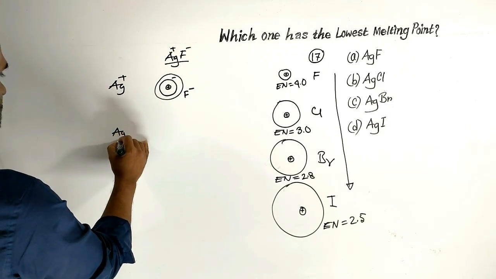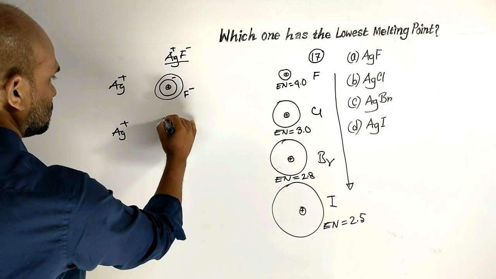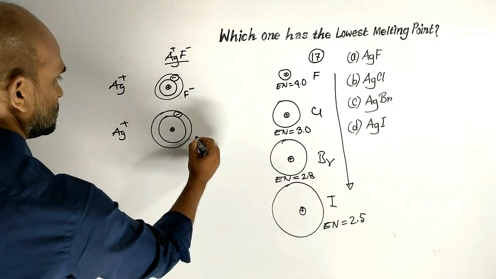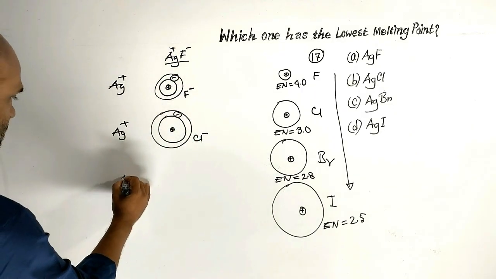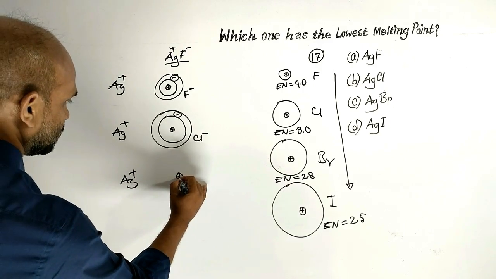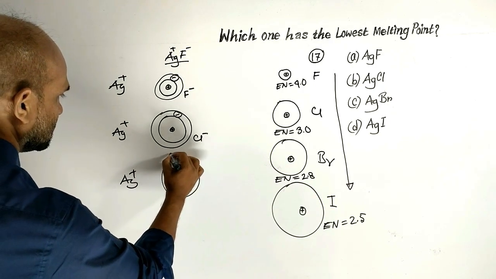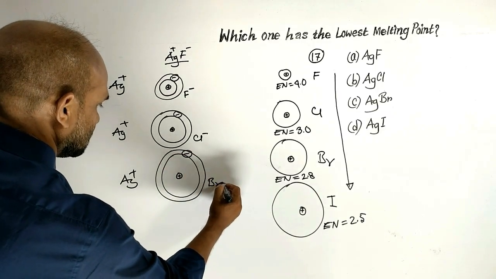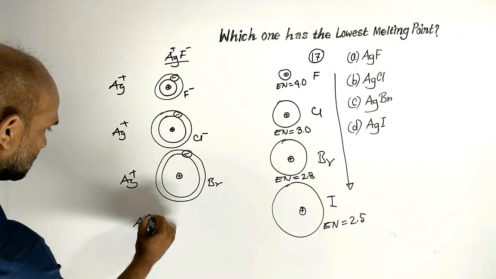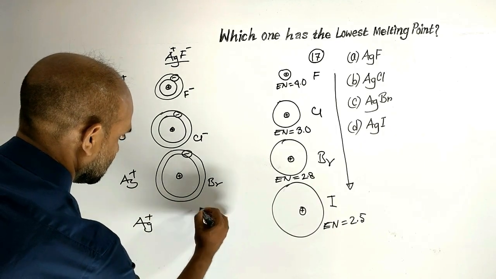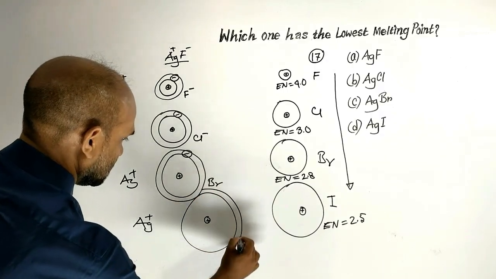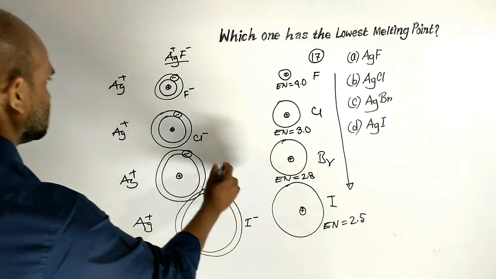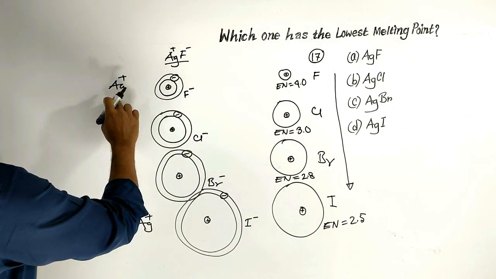Then silver chloride, with the chloride ion, which is a bit bigger in size. This is the electron cloud of the chloride ion. Then silver bromide, with the bromide ion, which is a bit bigger. This is the electron cloud of the bromide ion. And the iodide ion, which is even bigger. This is the electron cloud of the iodide ion.